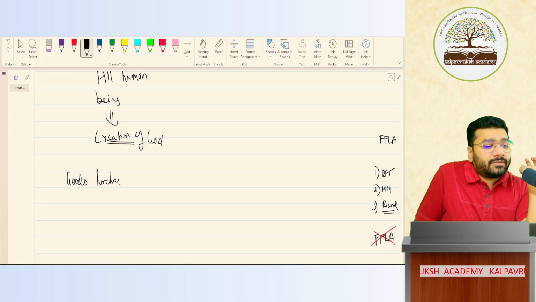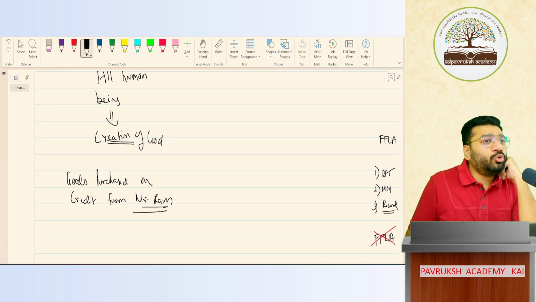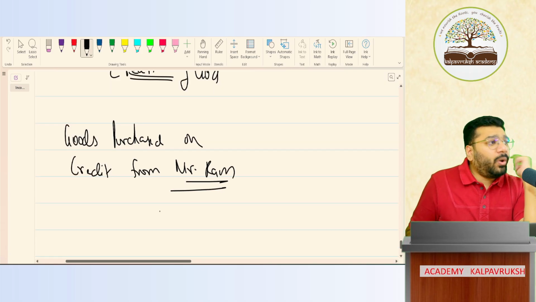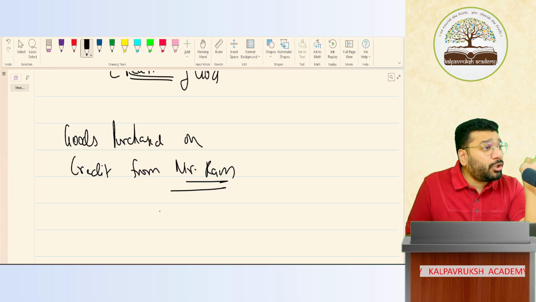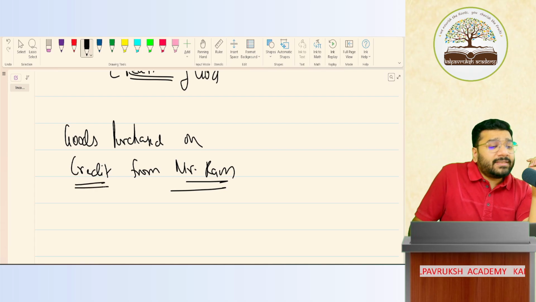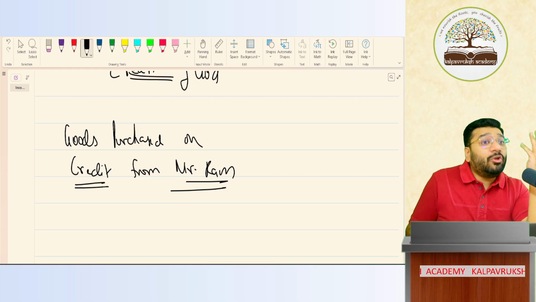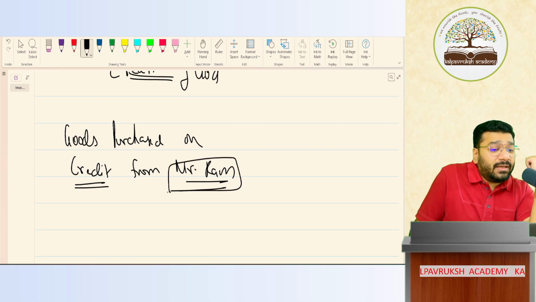Goods purchased on credit from Mr. Ram. What transaction is this? It's a purchase transaction. Is it a cash transaction or credit transaction? It is a credit transaction. It means we purchased the goods but have not paid the money. When will you pay then? In future. Anything that you pay in future is a liability. So Mr. Ram is a liability here.